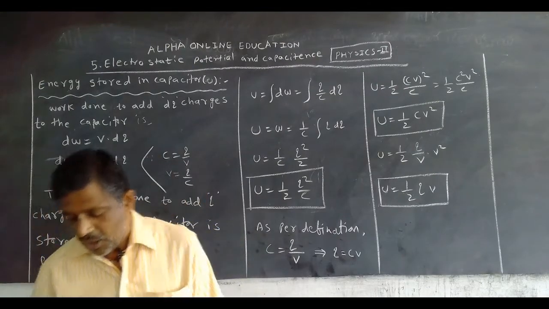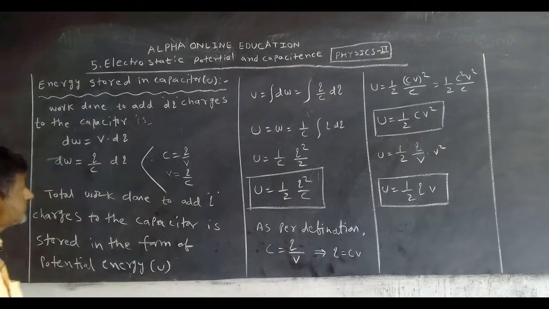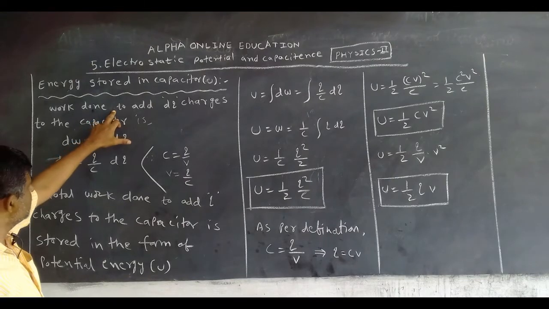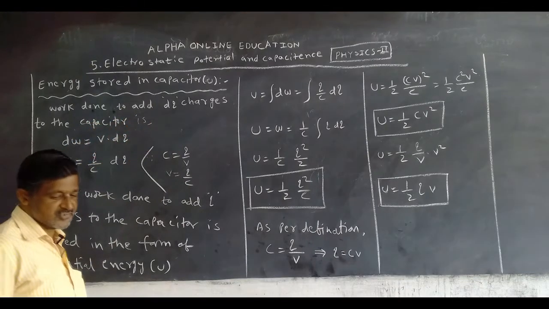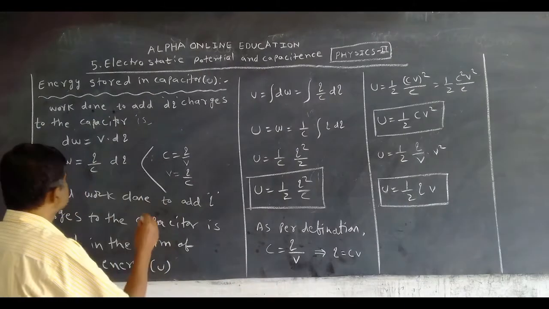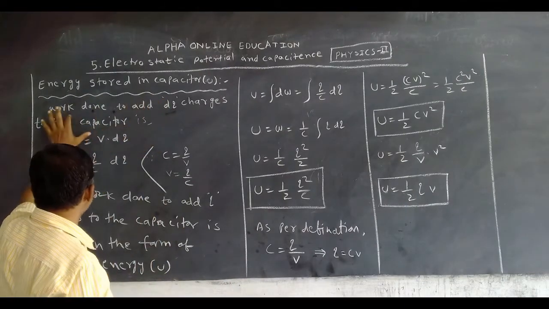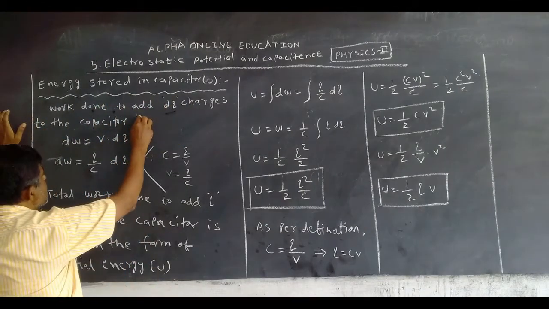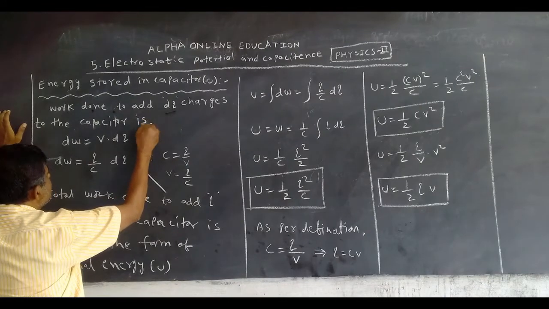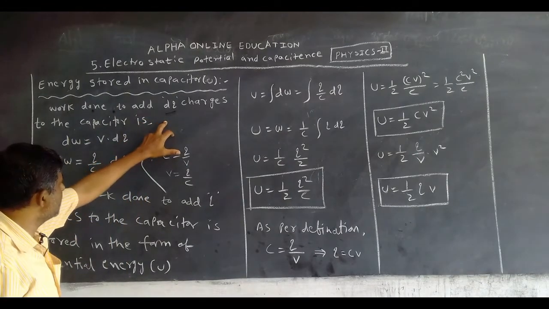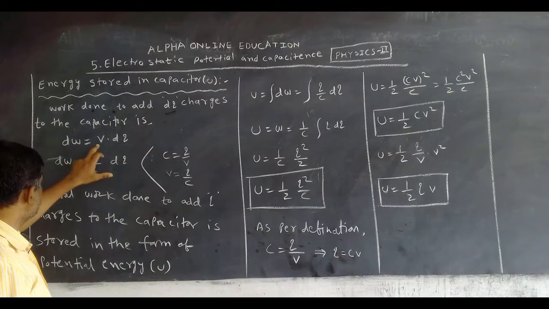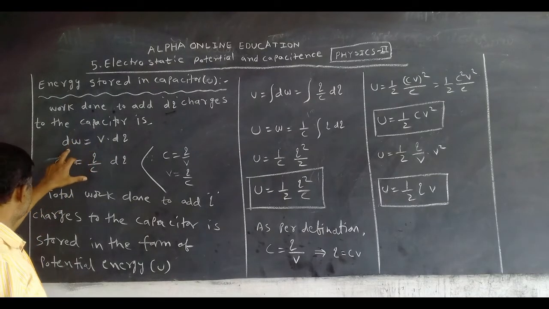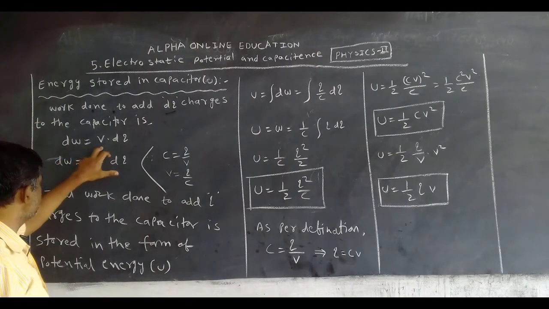Now let us see how we can solve that equation. Work done to add dq charges, a small amount of charge, to the capacitor: how can we write the work? Charges are small, that's why dW is equal to V into dq. What is V? Potential. A small amount of work, dW is equal to V dq.